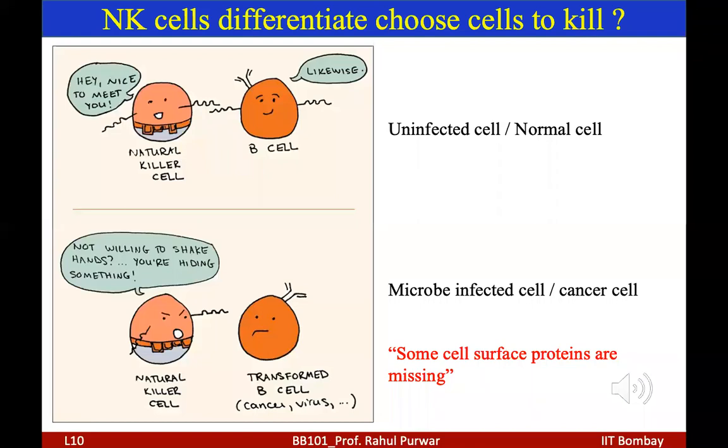But in infected cells or in cancer cells, some cell surface proteins are missing, or they are altered. Because of this altered surface expression of the protein, NK cells realize that you are no more a healthy cell and you should be removed from the system, and then they kill. This is the mechanism by which they differentiate between a healthy and an infected or altered cell.